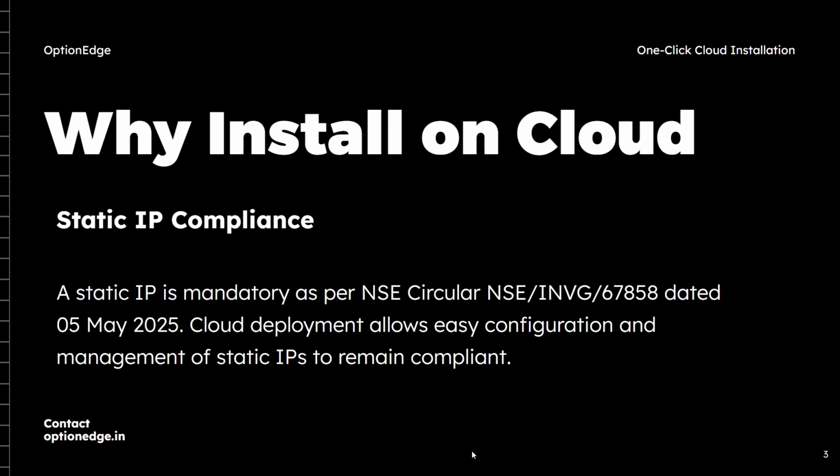Going forward, maybe in some time, whenever you are creating new API keys, the broker will ask you for a static IP. Without any static IP, you cannot place any orders. Secondly, with the cloud deployment, it is very easy to get a static IP. But when locally you want to get a static IP, you have to reach out to your broadband service provider and you have to pay some monthly fees for static IP.